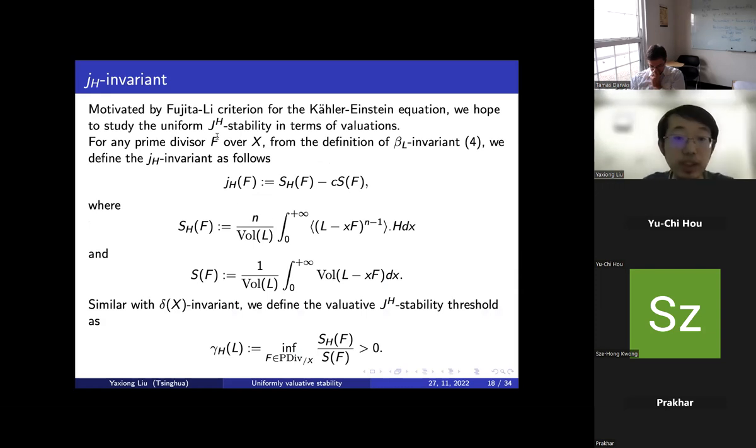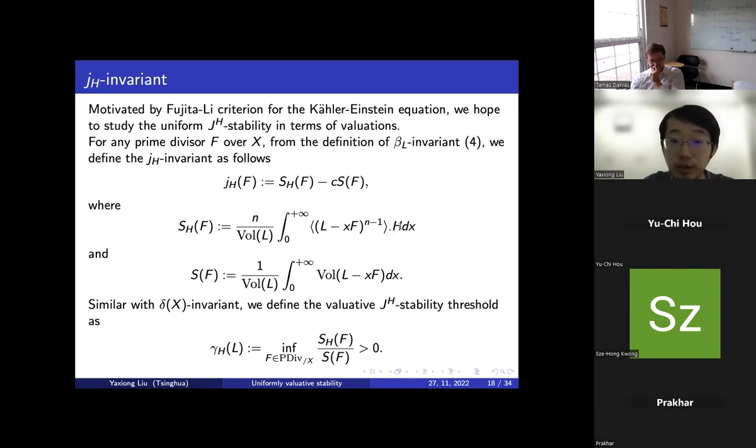So motivated by the Fujita-Li criterion for the Kähler-Einstein equation, we hope to study the uniform J stability in terms of valuations. For any prime divisor F, we can define the little j^H invariant as follows, S^H(F) minus S(F), the S invariant. The S invariant is one over volume times the integration of the volume part as before, and the S^H invariant is the integration of the derivative part. This one is the positive intersection dot the divisor H.